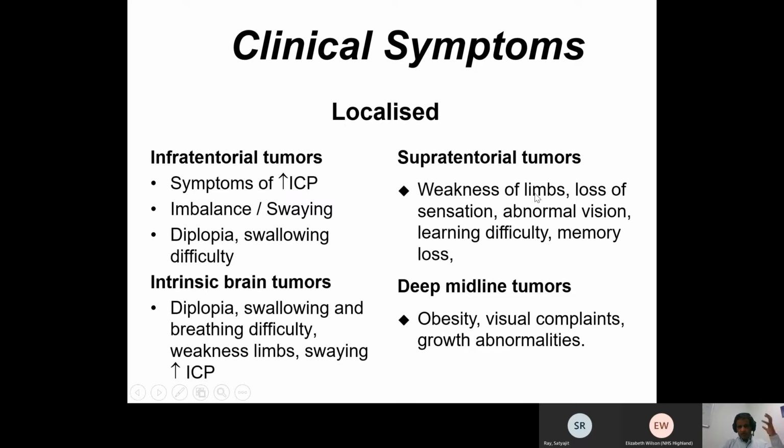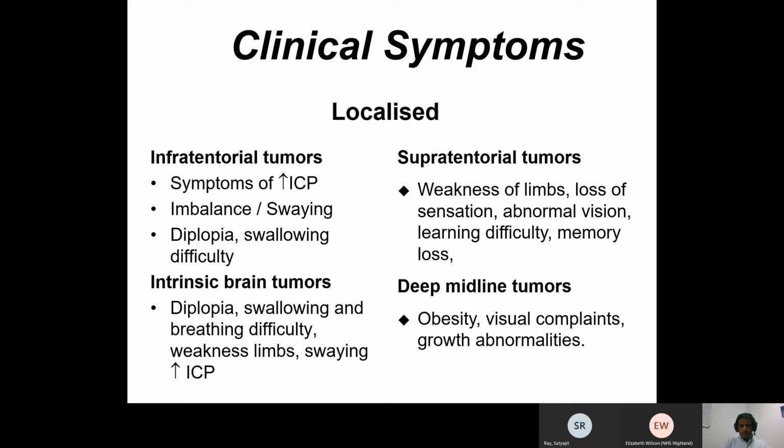If they have supratentorial tumors in the cerebral hemispheres, they cause motor symptoms like weakness of limbs, loss of sensation. If they're in the visual areas, abnormal vision. If they're in the temporal lobe, memory problems and learning difficulty and all that. If it's an intrinsic brainstem tumor, they can cause diplopia, swallowing difficulty, breathing difficulty, or weakness of limbs, raised ICP.